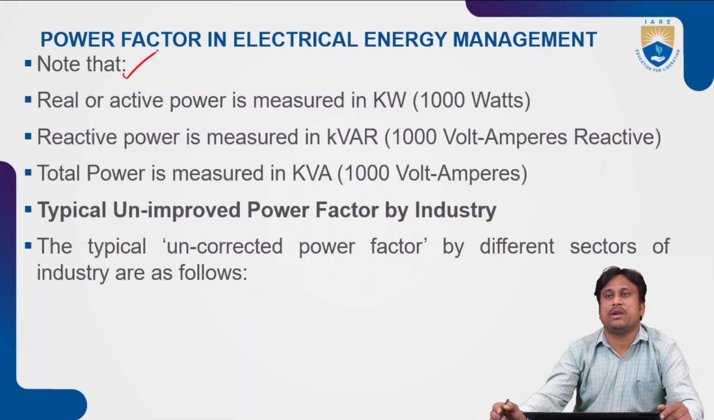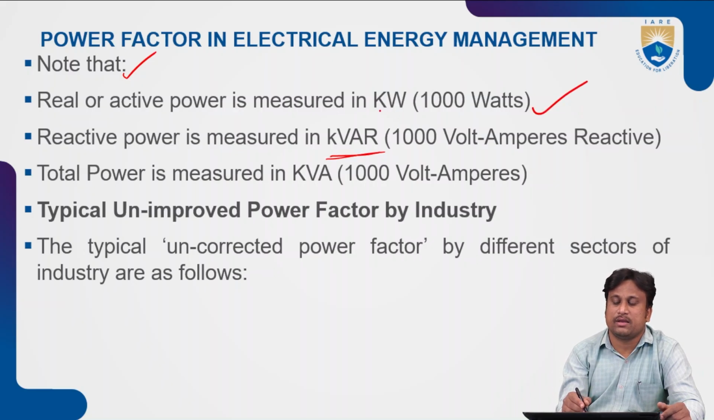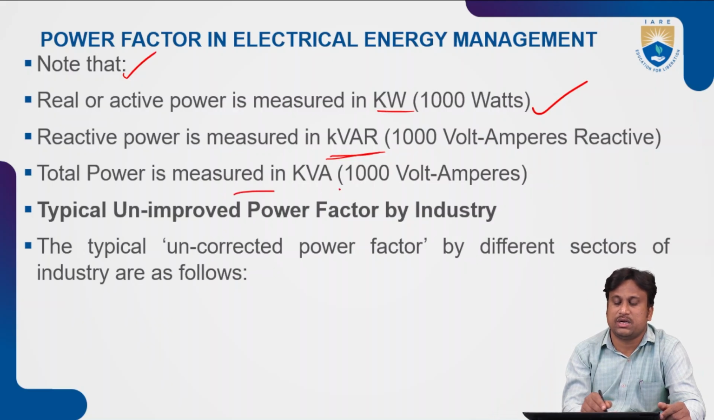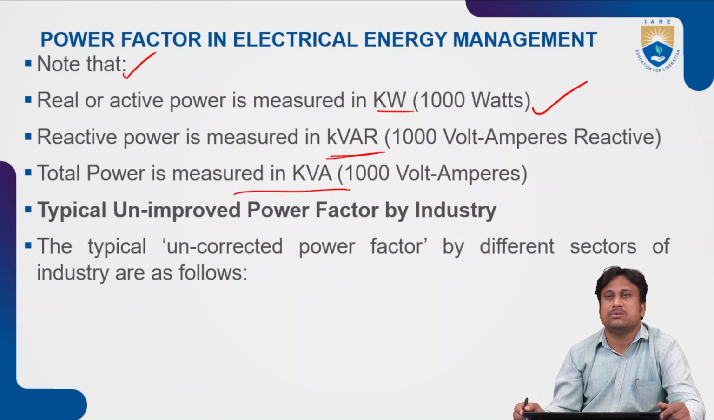Here we should remember that real power is measured in kilowatts, as 1000 watts. Kilo means 1000. Reactive power is measured in kVAr, which is also 1000 volt amperes reactive. Total power is measured in kVA, meaning 1000 volt amperes.